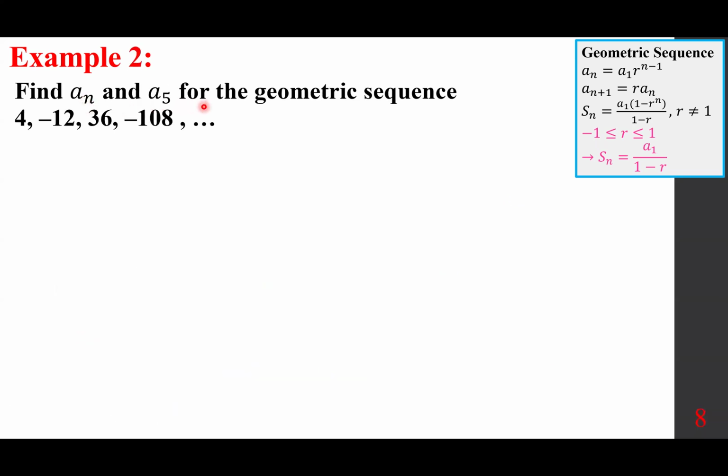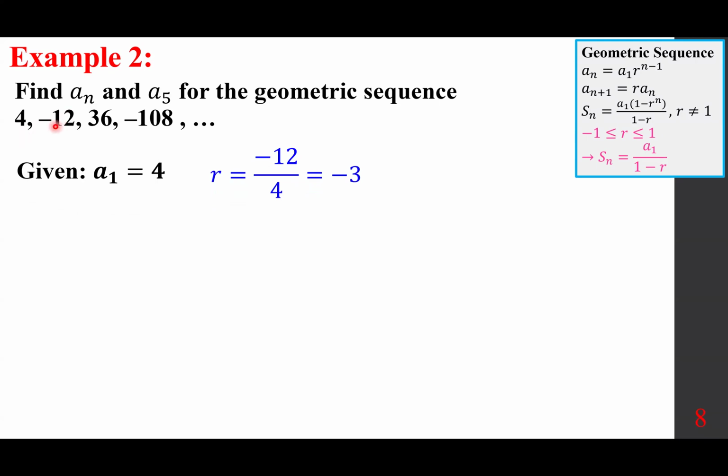Find A sub n and A sub 5 for this geometric sequence. The moment you have a geometric sequence, you have to come up with 2 things. The first term obviously is 4. And R, divide this one by this one. You get -3.